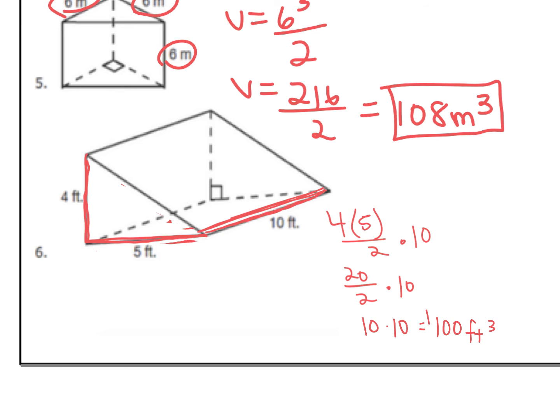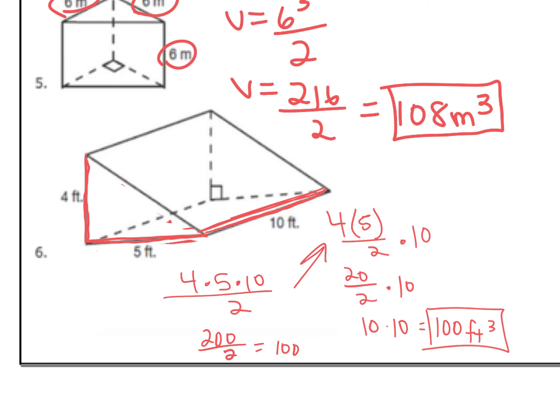So 100 feet cubed is the volume of this triangle. Now, the other thing we can do is 4 times 5 times 10 divided by 2, just like we said before. So 4 times 5 times 10 is going to give me 200. And then 200 divided by 2 is going to give me 100. So either way of writing these will get me to the same answer.